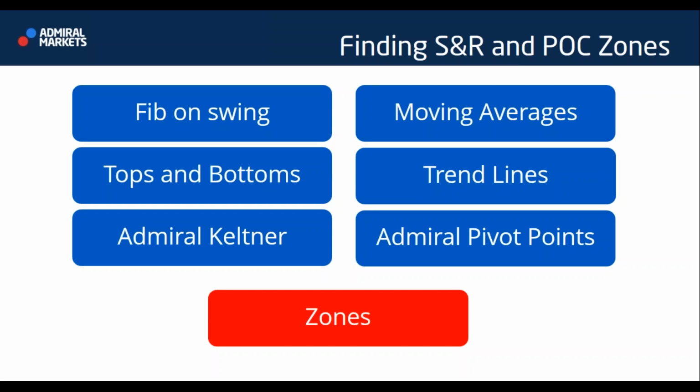I use fibs on a swing. I use tops and bottoms, two moving averages in my live webinars, a bit more for myself, but that's because I don't want to make a chart that looks too messy or too complicated, right? So I keep it simple for the audience. Trend lines and pivot points. Those are the most used support and resistance tools I use. And together, I find the decision zones and POC zones based on those six things. All right, so let's take a look. You will take a look at the live chart now, but basically, those are my main criteria.